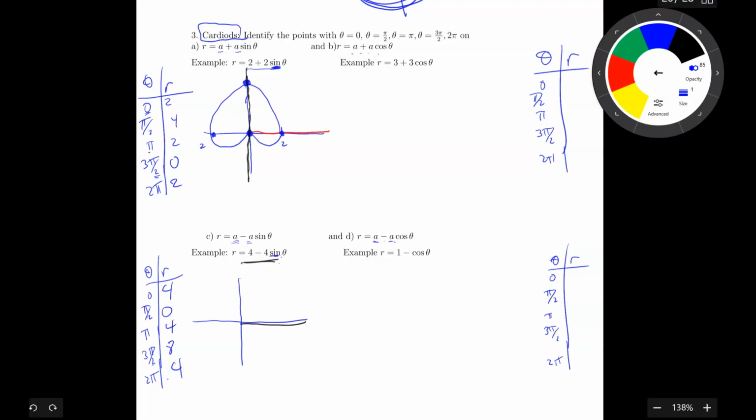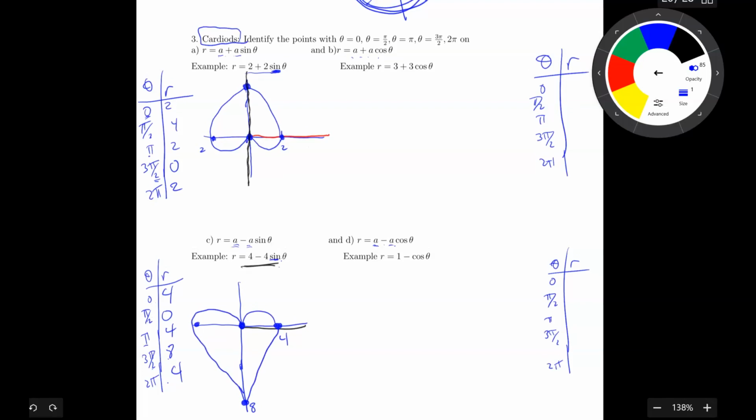So angle 0, I go to a distance of 4. Angle pi over 2, I'm at 0. Angle pi, I go a distance of 4. At 3 pi over 2, I go to a distance of 8. And then back to 4 again. Okay, so I'm expecting a cardioid, so that's what you draw. Notice with cardioids, the point of the heart goes into the origin.